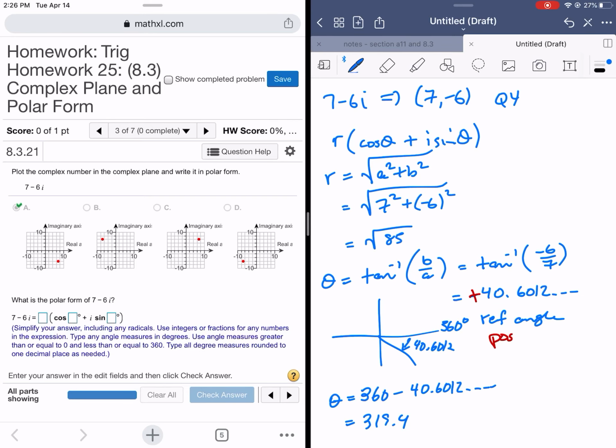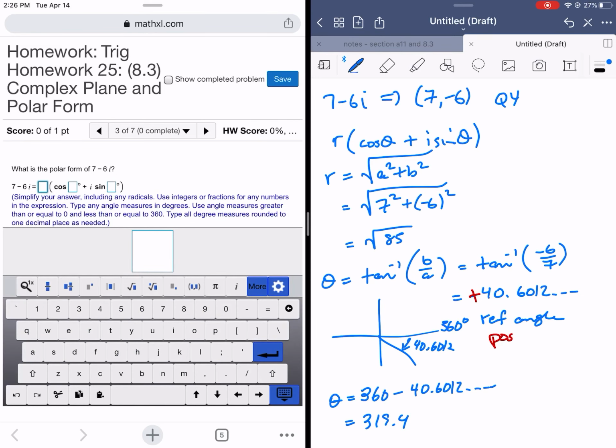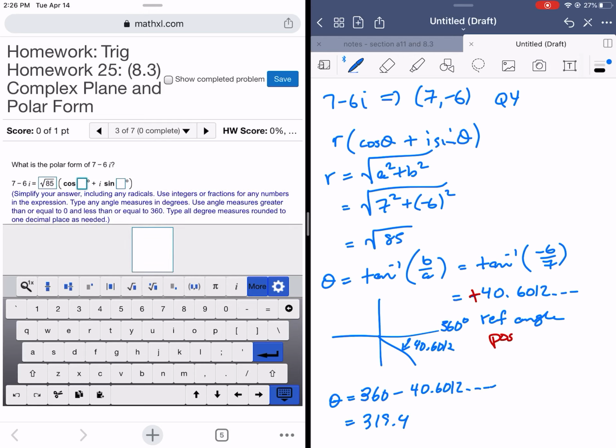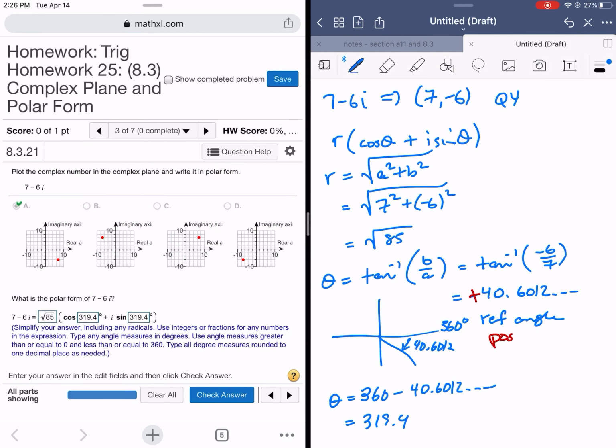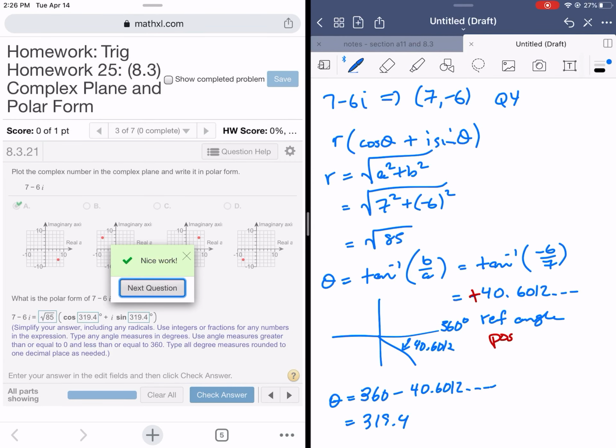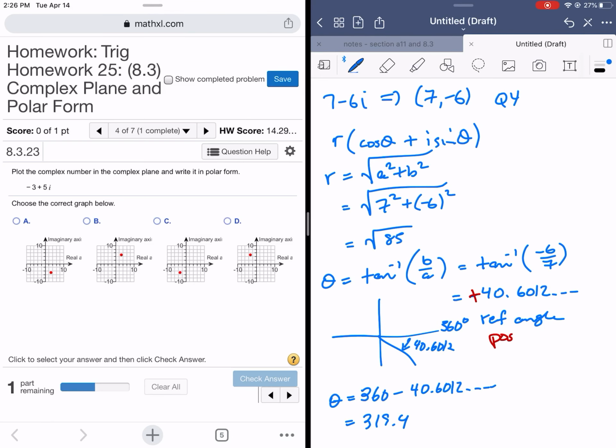And so when I come over to type this into the answer, I'm going to have the square root of 85, and then for my angle, 319.4. And this should give us the correct answer. So again, make sure that you're recognizing that that's the reference angle that you're going to get in the calculator, and then you have to make sure that you put it in the correct quadrant.